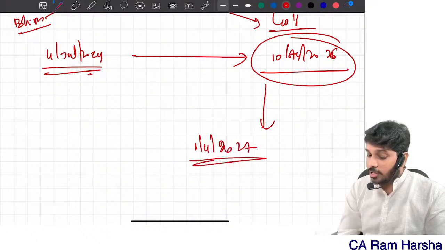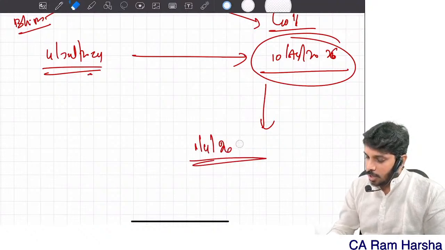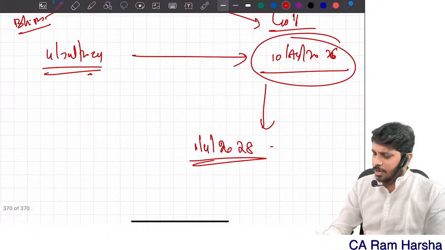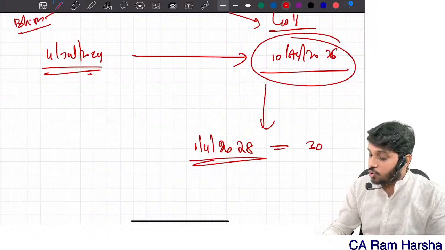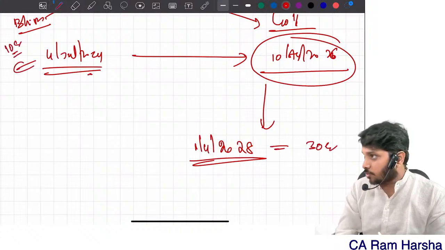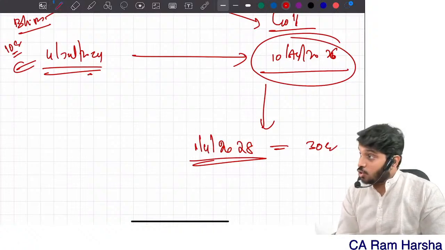He ultimately sold it on 1st April 2027. Or else, 1st April 2028 he sold it on. 1st April 2028. He sold at what price? 30 crore. When he purchased, he purchased at 10 crore. He purchased at what price? 10 crore from Ram. Later he converted into gold.